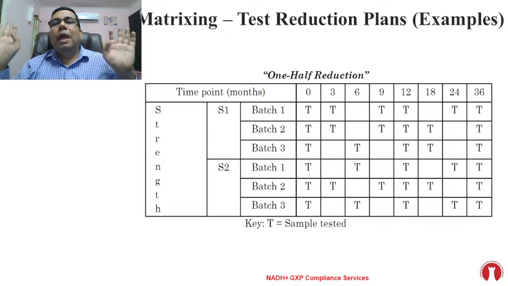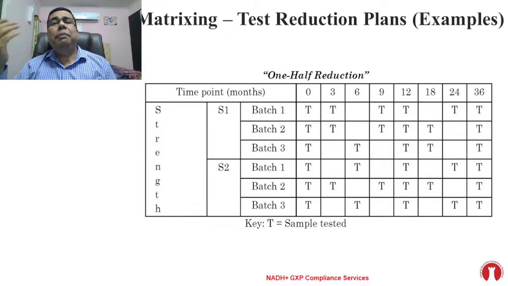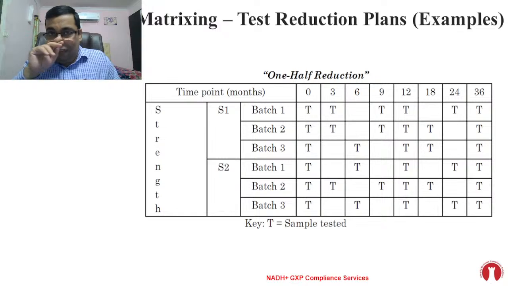All should be tested. After that, which one is preferred? 12 month is preferred, because shelf life determinations are based on the 12 month stability. That is the reason most of the places you will find that 12-month testing is followed for all the stations. So in this case, at 0 level all samples are tested, at 12 month all samples are tested, and at 36 month all samples are tested. Now you can see 3, 6, 9 and 18 and 24. These are the stations where we are reducing the testing.